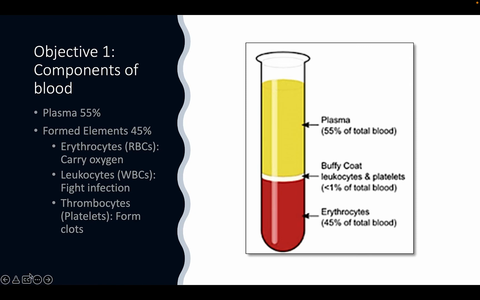All right, so the leukocytes and thrombocytes make up what's known as the buffy coat here. It's approximately 1%. 45% is red blood cells. I guess it's about 44%, and then about 1% is the leukocytes, and then 55% is the plasma. All right.